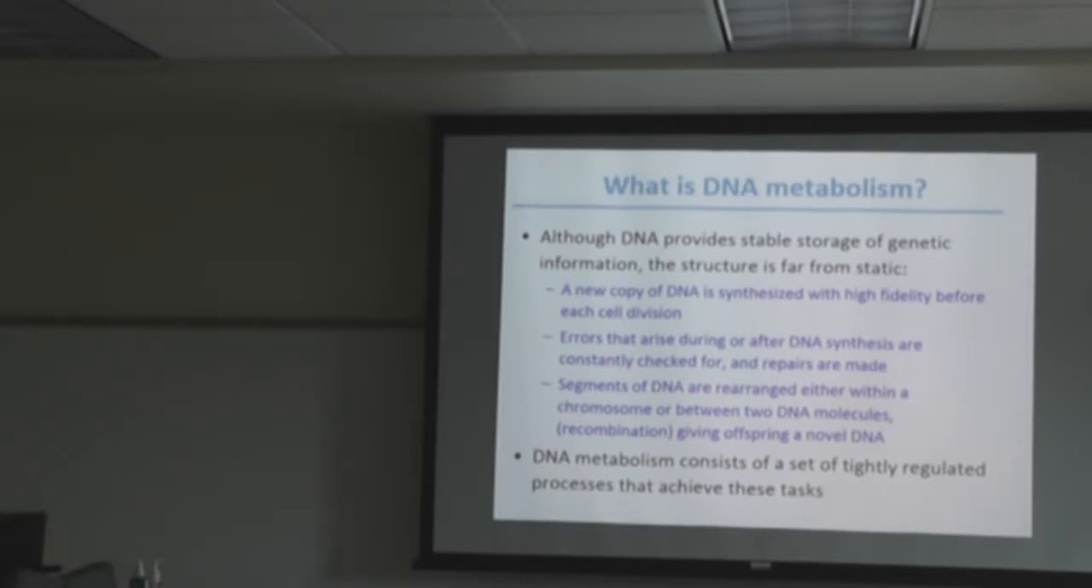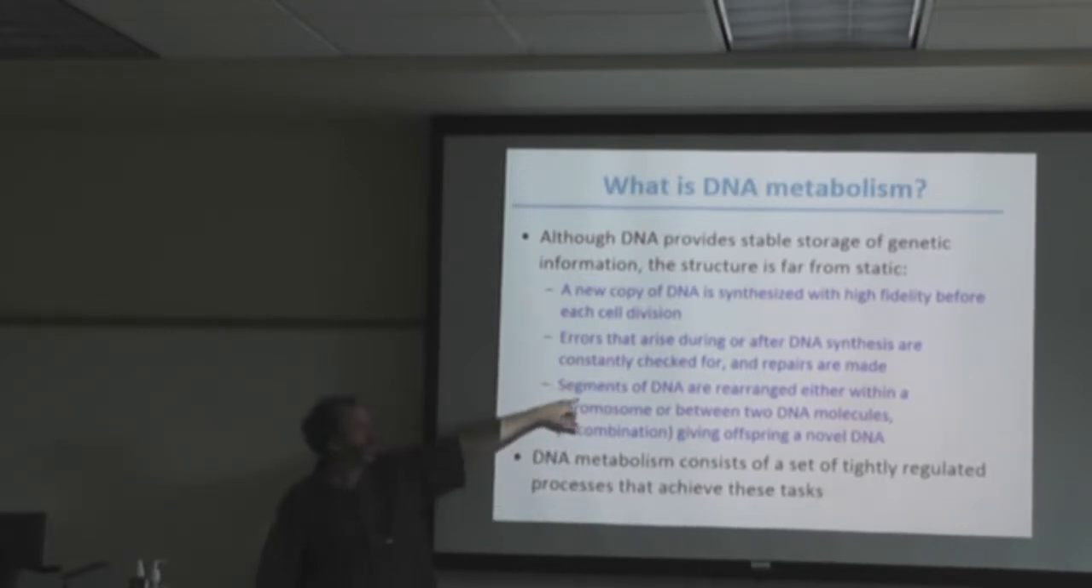It's a chemical, so it's going to degrade naturally at a certain rate. So there are enzymes that fix that damage. And every time a cell divides, we have to make a copy of it, and that copy has to be of high fidelity. What does that mean? No errors, or few errors. It's impossible to have really no errors, but we want to limit them as much as possible. Errors can arise during and after DNA synthesis, and they're constantly checked for.